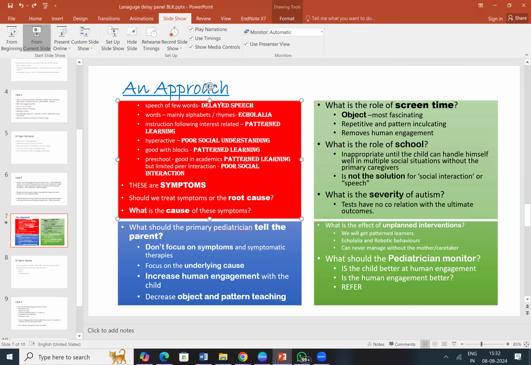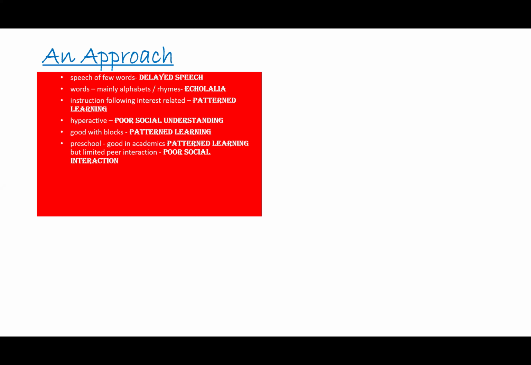And we heard that the child has speech of few words. What do we call that? We call that delayed speech. He says some words, but mainly alphabets and rhymes without meaning or without purpose. Sometimes with meaning, but always without purpose. So that is called echolalia. Echo is an echo, lalia is speech. Now he does follow some instructions related to his interest.